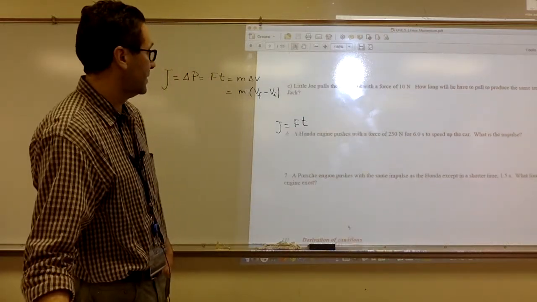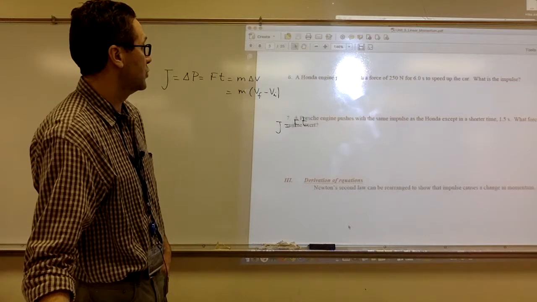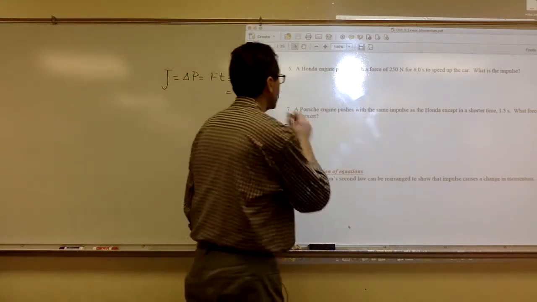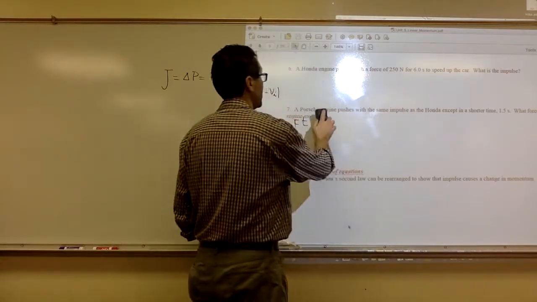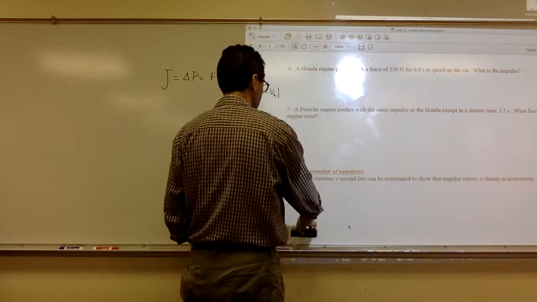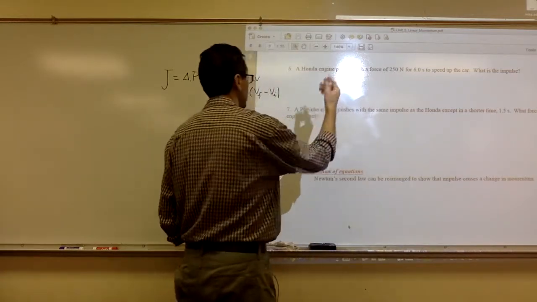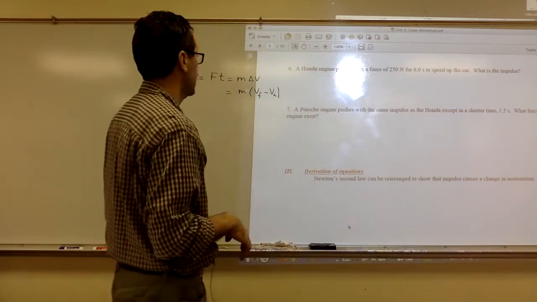Number 6, a Honda engine pushes with a force of 250 newtons for 6 seconds to speed up the car. What's the impulse? You just have to multiply those two. So a lot of these are easy actually.